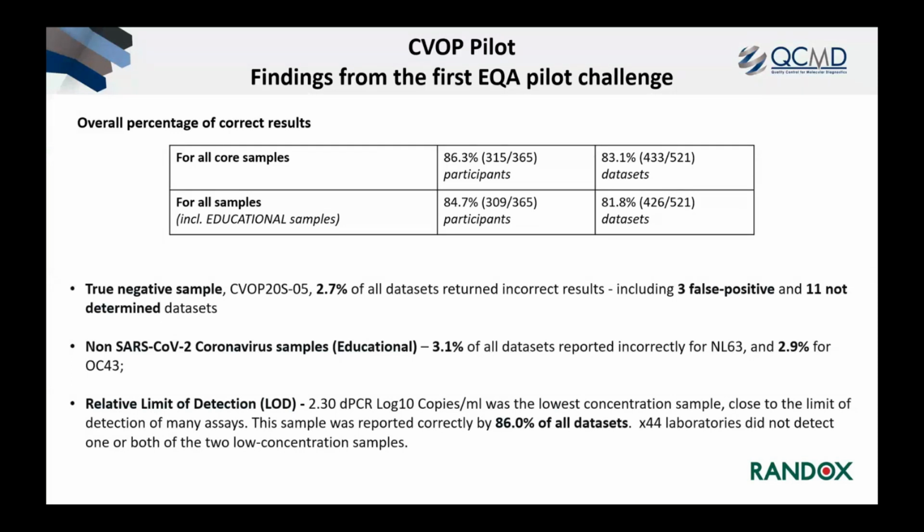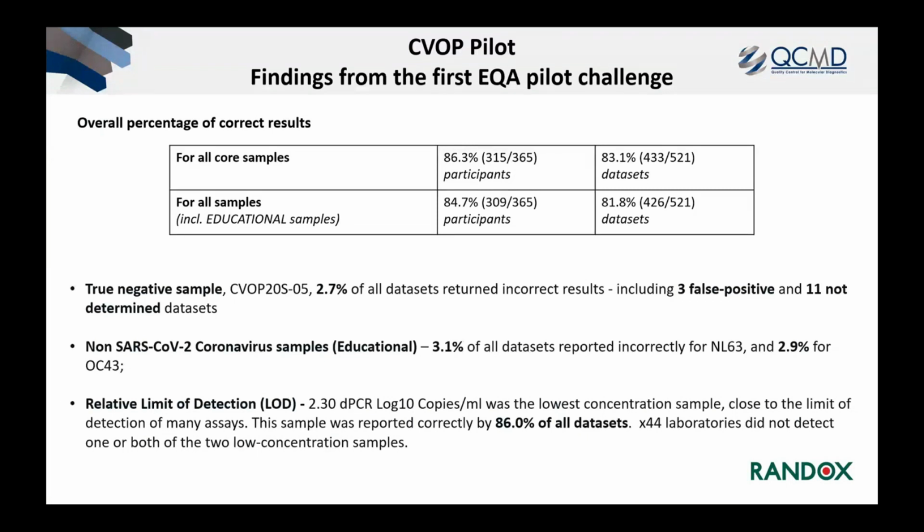And you can see that overall performance is slightly lower when you do include the educational samples into the overall assessment. When we looked deeper at the specificity, the true negative sample, there was just under 3% of data sets that returned incorrect results. 3 of these were false positive results, and there were 11 not determined results. In QCMD, a not determined result is scored as being incorrect.